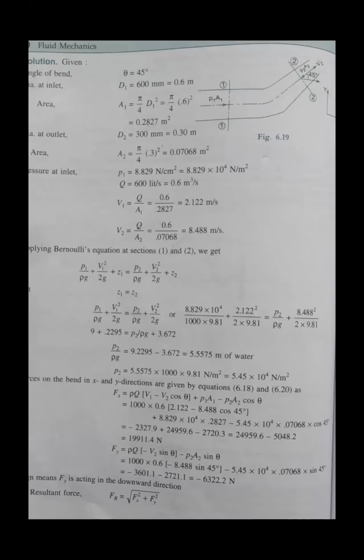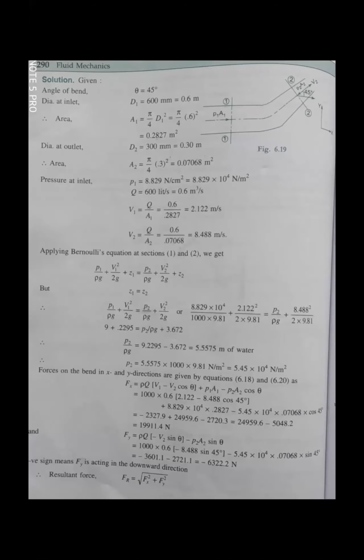Here, a doubt should arise. See, this is the bend. The given information is written. The angle of the bend is 45 degrees, a reducing bend. That means the flow direction is changed by 45 degrees. The diameters at inlet and outlet are given, so the areas can be found. The pressure at inlet and the discharge are given.